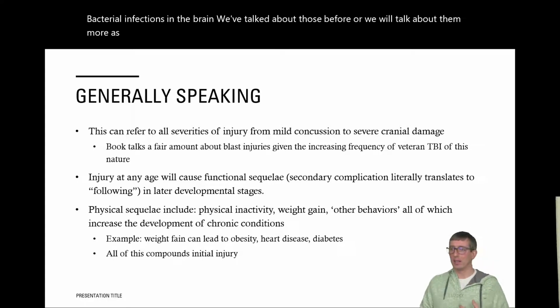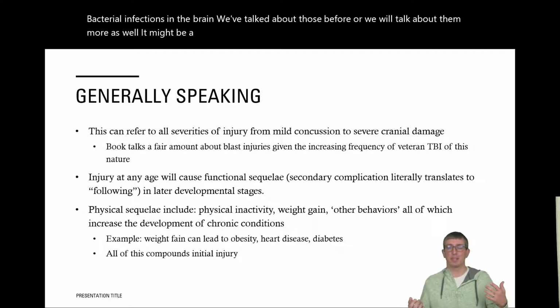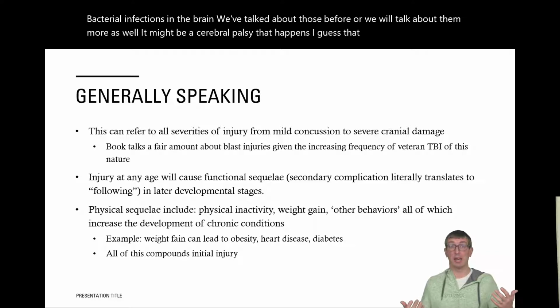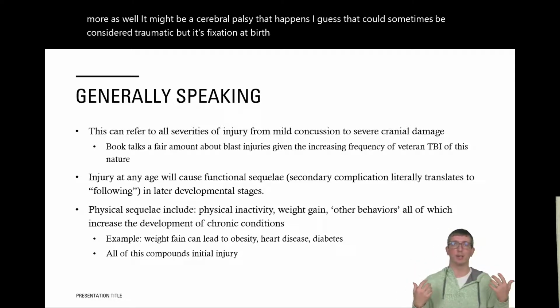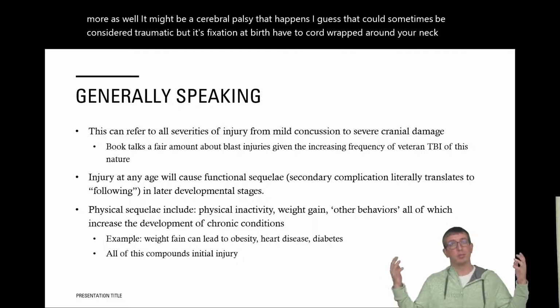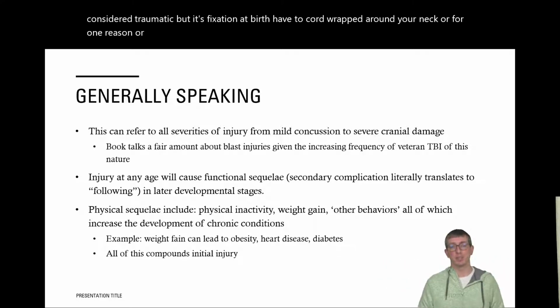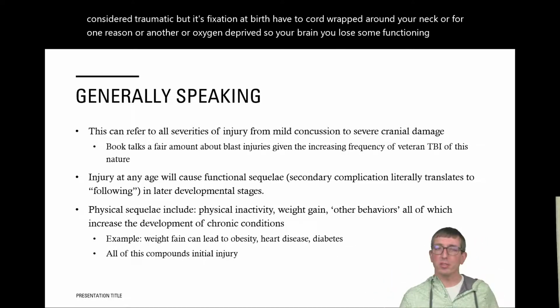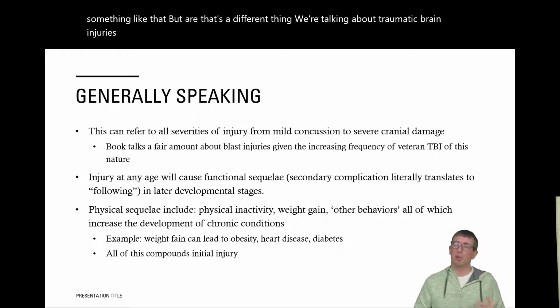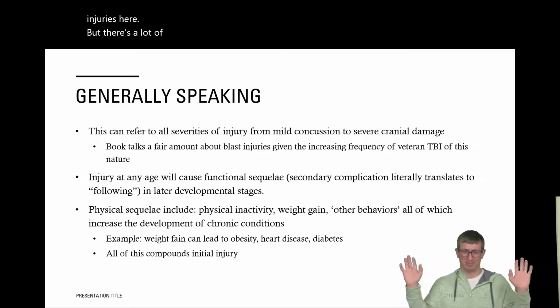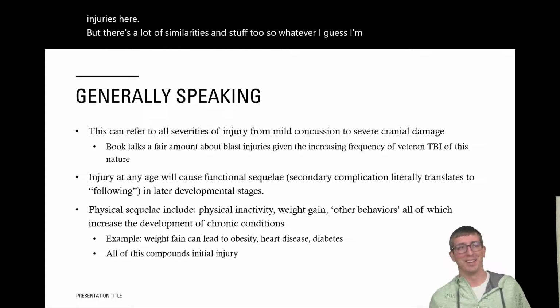It might be cerebral palsy. I guess that could sometimes be considered traumatic, but it's asphyxiation at birth. Have the cord wrapped around your neck, or for one reason or another, you are oxygen deprived, so you lose some functioning or something like that. But that's a different thing. We're talking about traumatic brain injuries here. But there's a lot of similarities too. So whatever, I guess I'm just complicating this now.